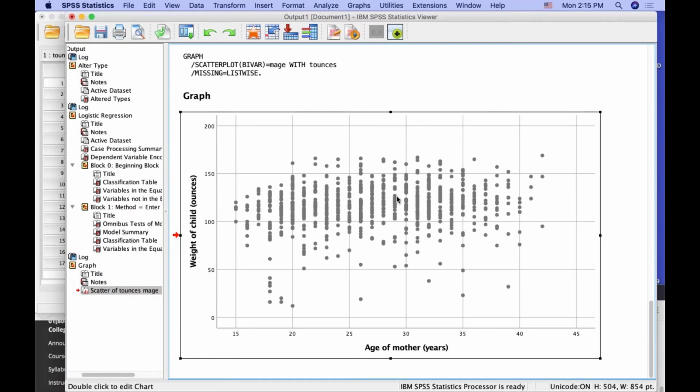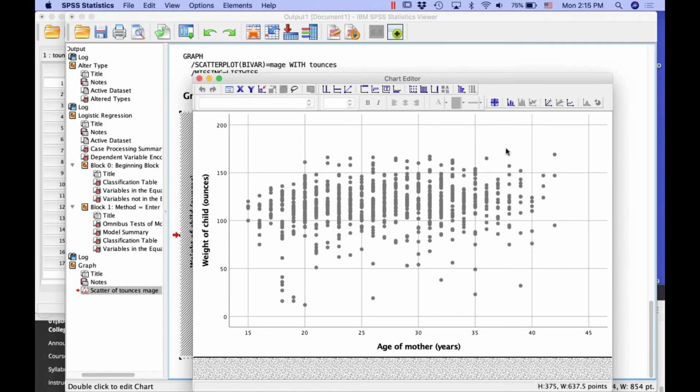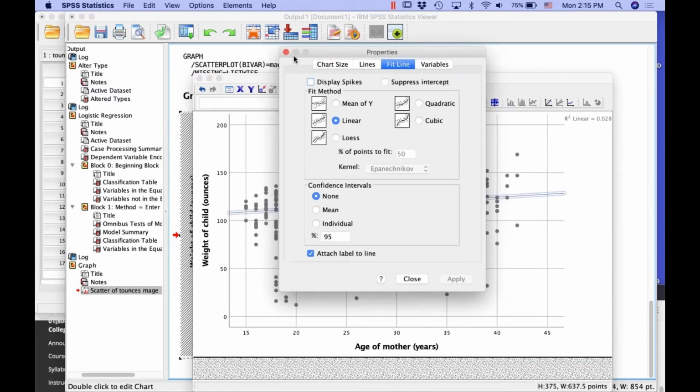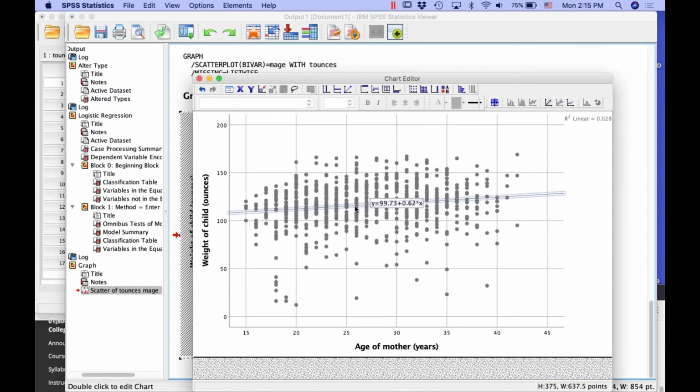So I'm going to double click on this and just get SPSS to draw a nice fit line for me, and I'm going to take a look at that. And you know, it kind of slopes upwards a little bit, right? It doesn't look like a very strong association, but it looks like there is some sort of association there. It looks to me like as a woman's age goes up, the birth weight of her child is going to go up.